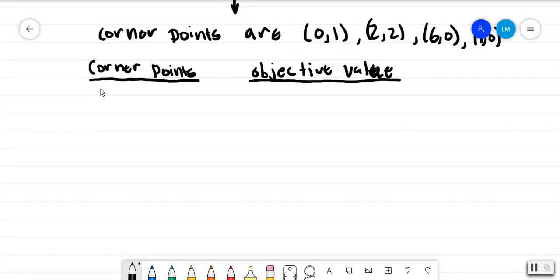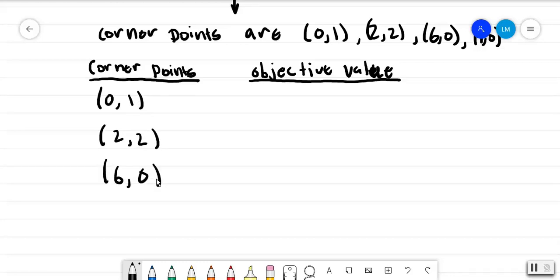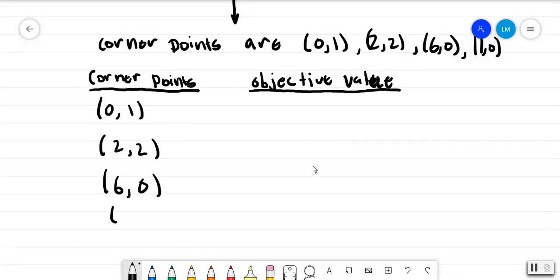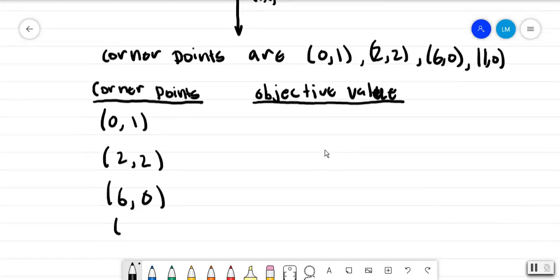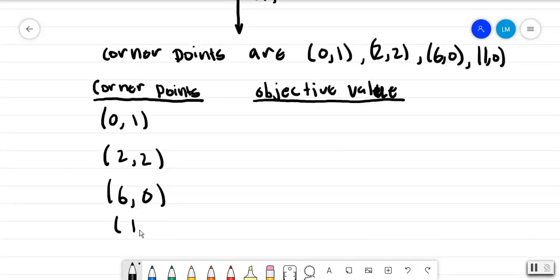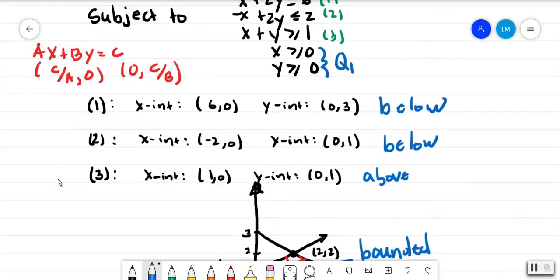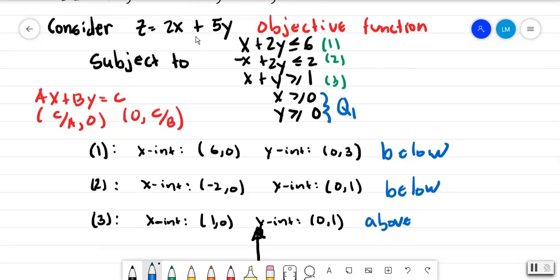Now, we'll do this in the following manner. We have (0, 1), (2, 2), (6, 0), and then the last one that I can't see is (1, 0). Now we're plugging these back into the objective function, z. Recall that z equals 2x plus 5y, and you can go back up here and see that the objective function was 2x plus 5y.